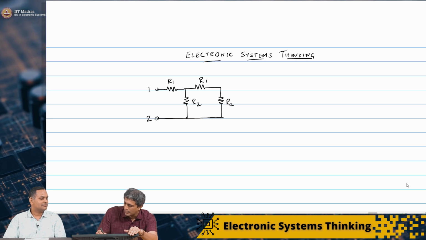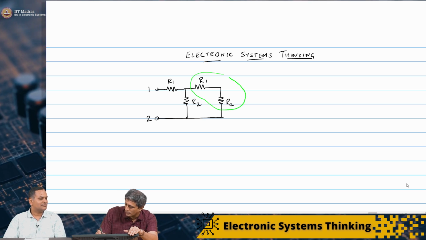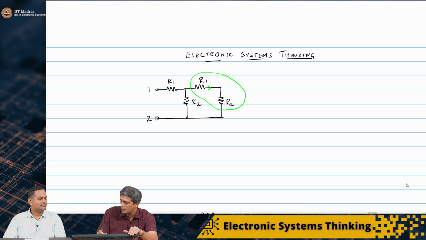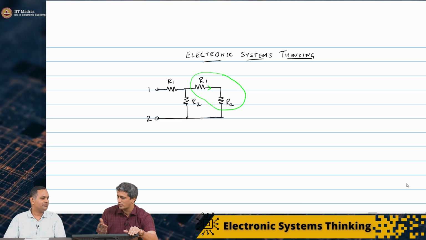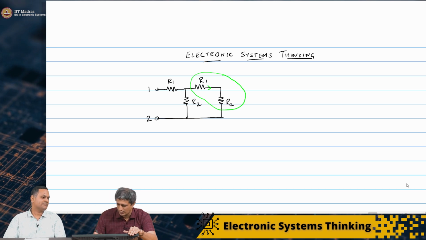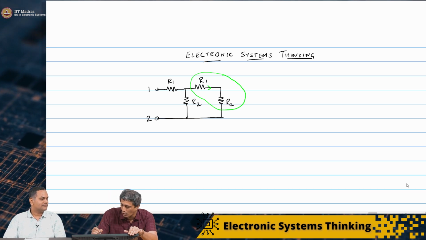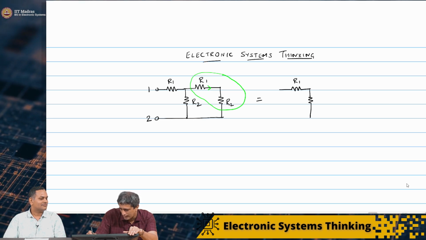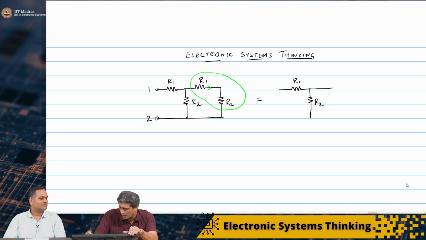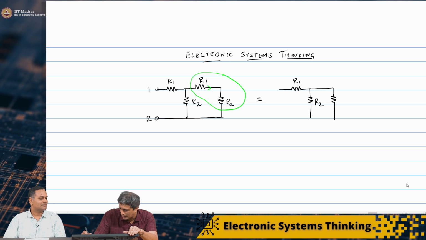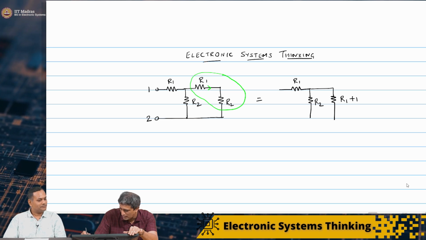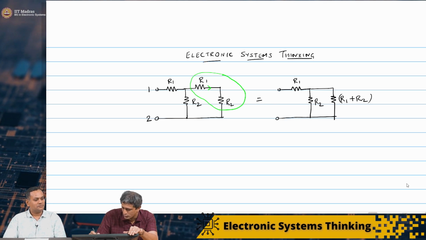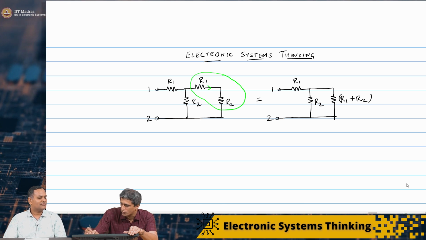I can see that this can be simplified simply because the current entering R1 has to flow through R2 as well, and therefore the two resistances are in series. So therefore we can redraw this as R1, and then there is an R2 in series with another equivalent resistance of R1 plus R2.